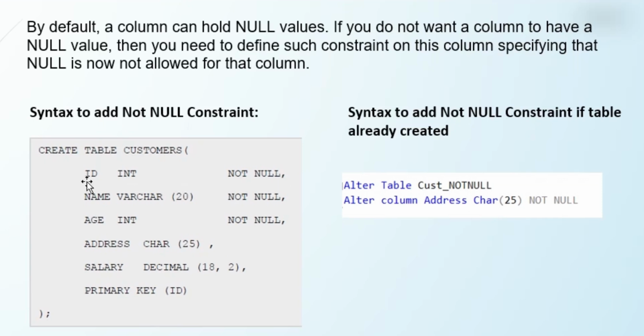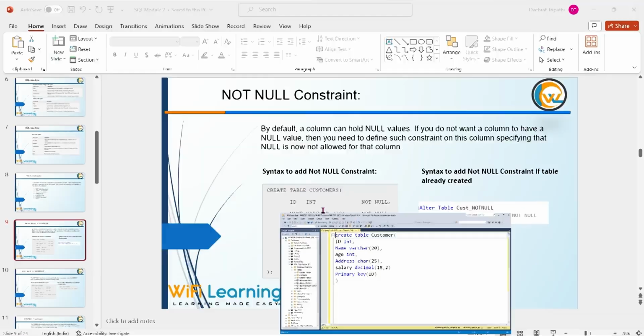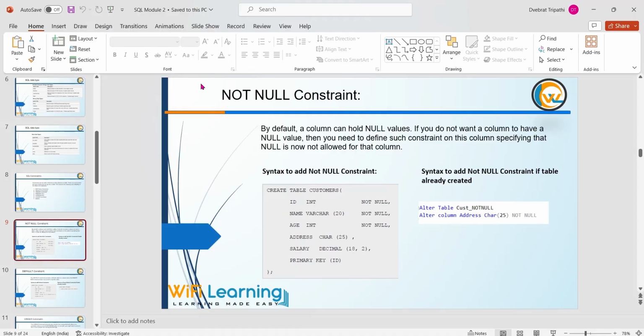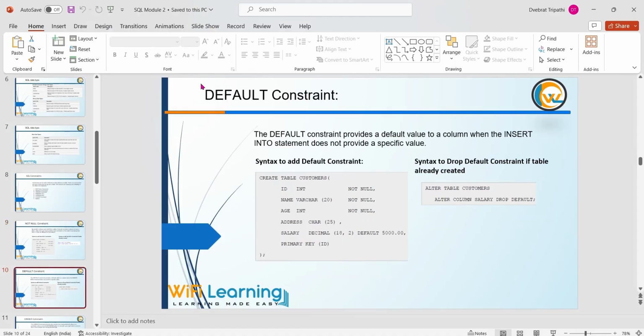constraints, especially for null. So in SQL, let's say you have this ID and you want to make it not null, you just need to add not null. Simple. This is the place where you can define your constraint. I will create this table and show you how it will impact your table while you are inserting null values. Now let me go to the next, that is the default constraint.